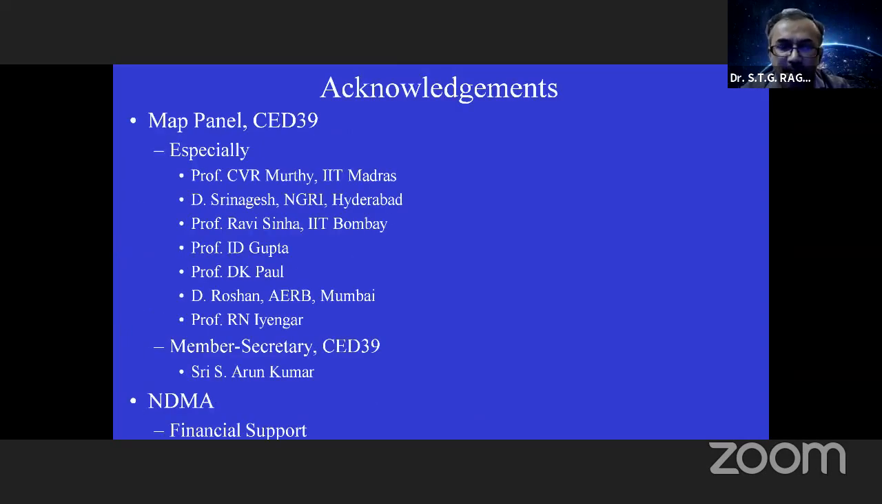And these are the acknowledgements. I acknowledge all the CED39 panel members who are contributing to our seismic zone map. They are providing all the valuable inputs; although I'm doing the work, the inputs come from them only. We have to modify it once again, and maybe by next one or two years, this map may come into our IS codes.